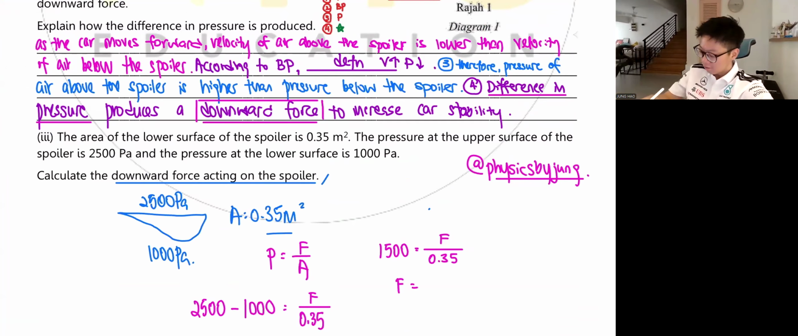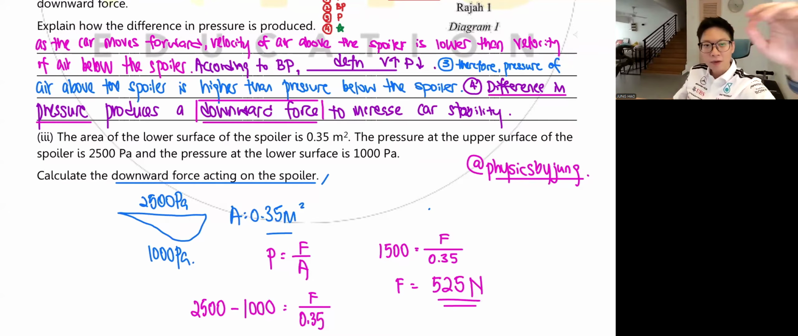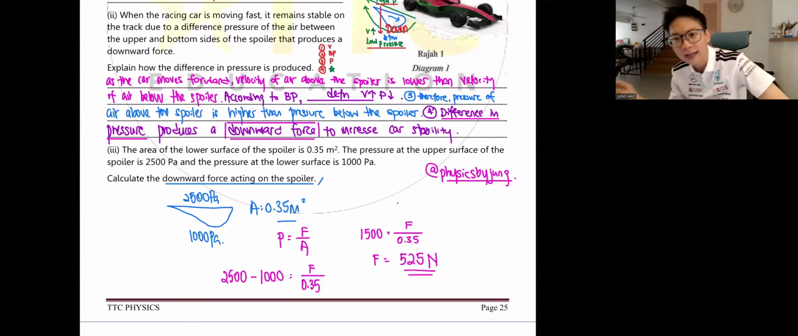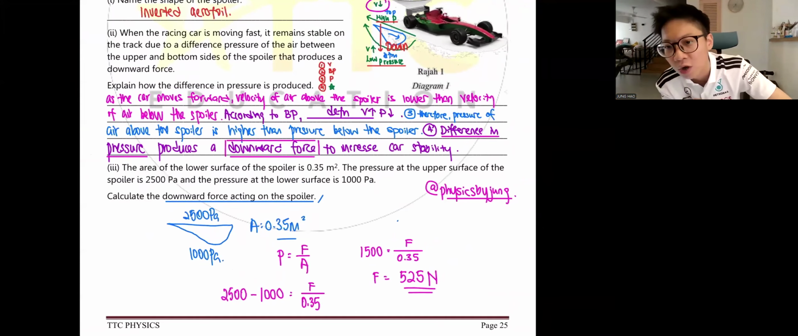So therefore, 1,500 multiplied by 0.35. So my force here is 525 Newton, which means that this thing produces an additional 500 Newton that goes down to push this car downwards so that it's more stable. So therefore, there you go, 525 Newton. Are we okay?